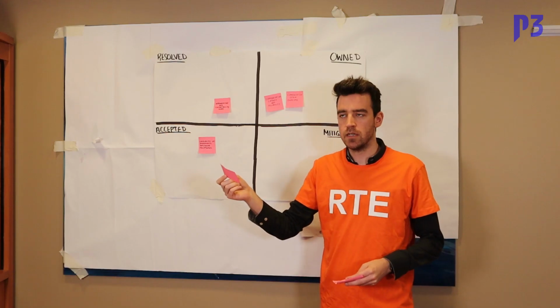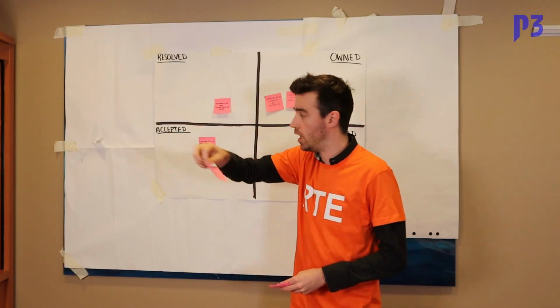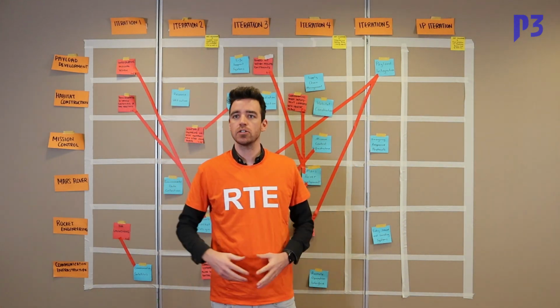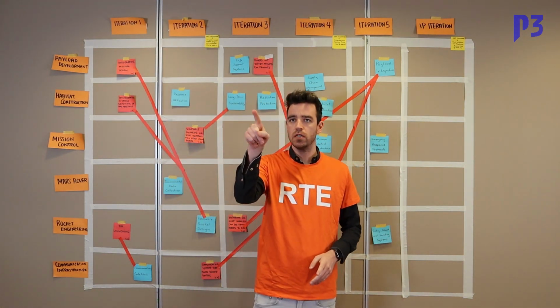Then, ART risks are either resolved, owned, accepted, or mitigated. Before an ART can officially commit to a PI plan, they need to hold a confidence vote. They typically do this through a show of hands, and if the average vote is 3 or higher on a scale of 1 to 5, the plan is approved.